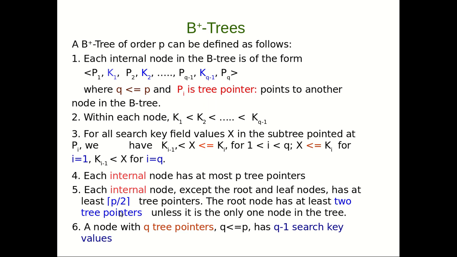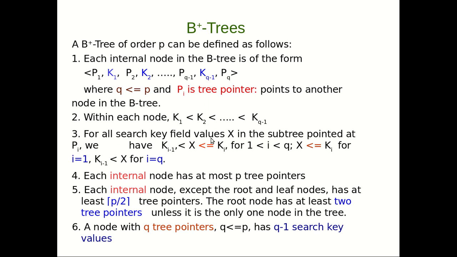So the structure of B plus tree. A B plus tree of order P can be defined as follows. The internal node of the tree is of the form P1 K1, P2 K2, up to P(Q-1) K(Q-1) and PQ, that we already discussed. Within each node K1 is less than K2 is less than and so on, that is, the keys are in increasing order.